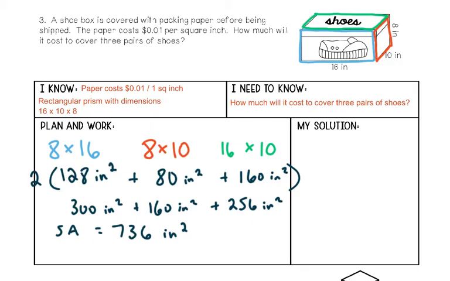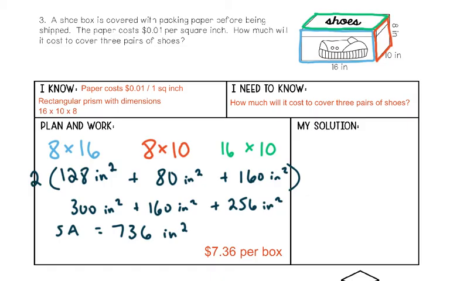The question is asking about cost. It's asking how much does it cost to cover 3 pairs of shoes or 3 boxes. This is how much it costs to cover one box. So using 1 cent per square inch as your unit rate, multiply that by 736 square inches and see how much it costs to cover one box. Press play when you're ready to check. All right, you should have realized that it costs $7.36 to cover one box.